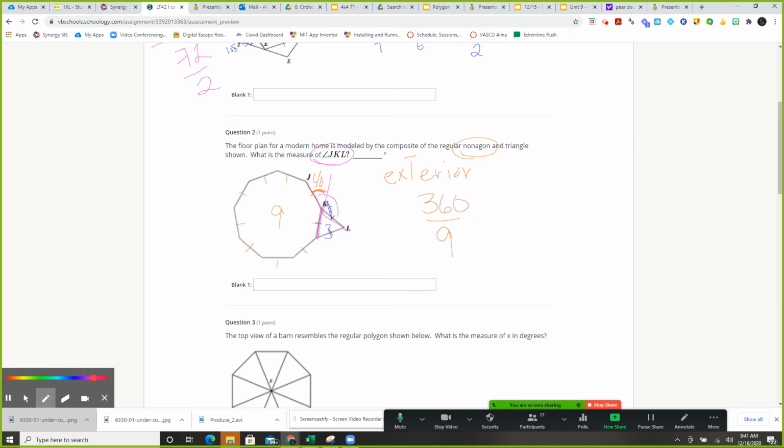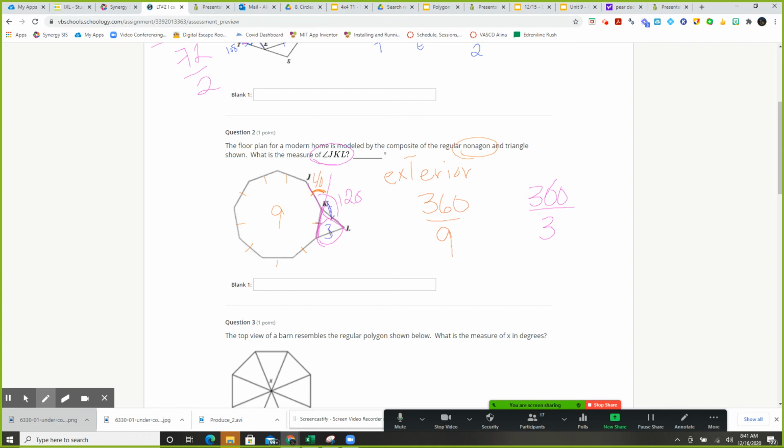So now I have to find the exterior angle of that triangle. So that's going to be 360 divided by what? How many sides in a triangle? What's my N for a triangle? 3. What's 360 divided by 3? 120.